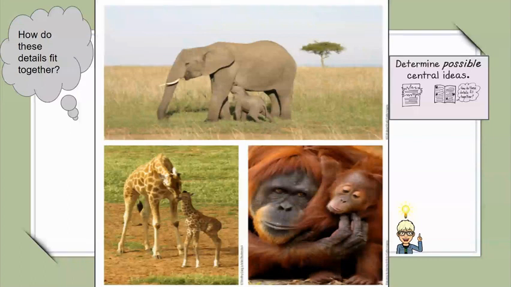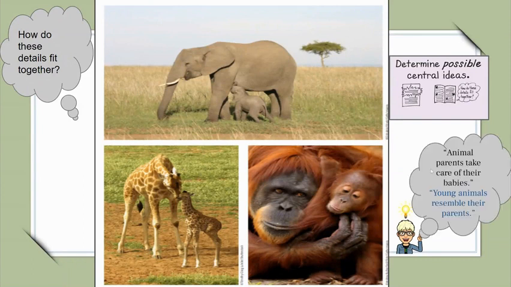You might think, oh, I see a big elephant with a little elephant. The elephant's feeding. Big giraffe with a little giraffe. Big orangutan with a little orangutan. Aren't they cute, the littles? And I might say animal parents take care of their babies in different ways. Or young animals resemble their parents, they're just a little bit smaller. So we've added a little bit more depth to our thinking with that.